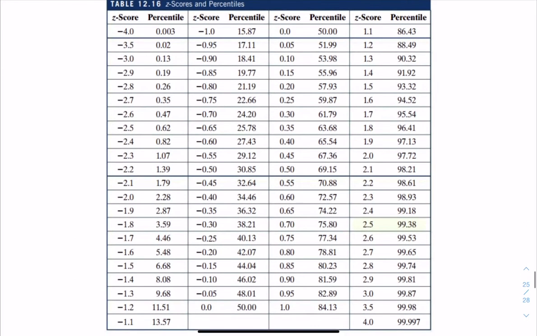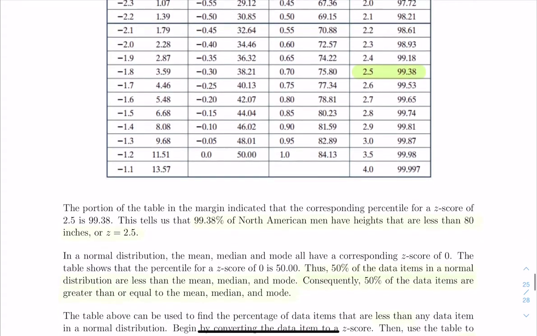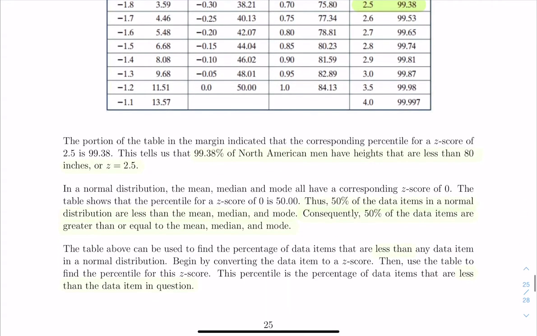And so we would go and look for the 2.5 z-score on the chart, and that gives us 99.38%. And so what that means is that 99.38% of North American men have heights that are less than 80 inches, or z equals 2.5.